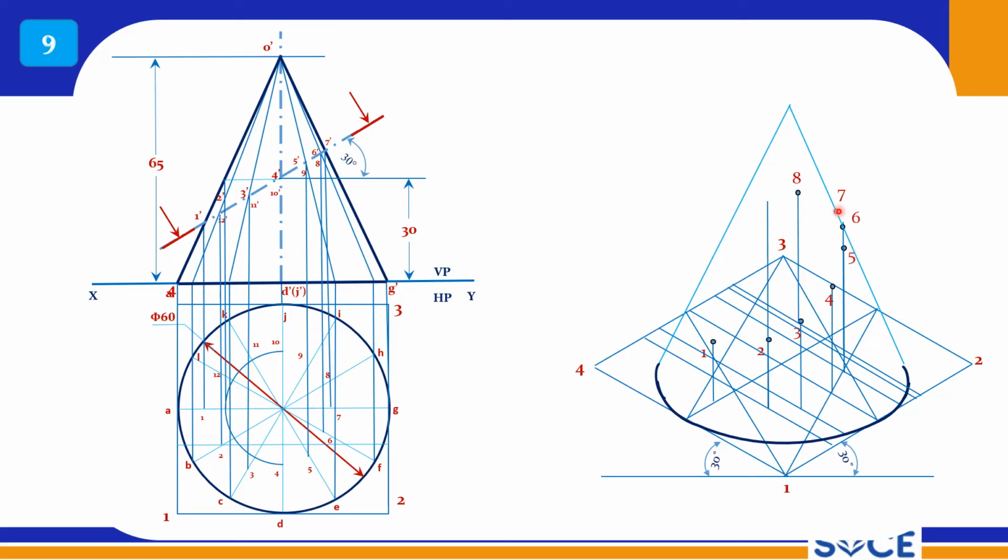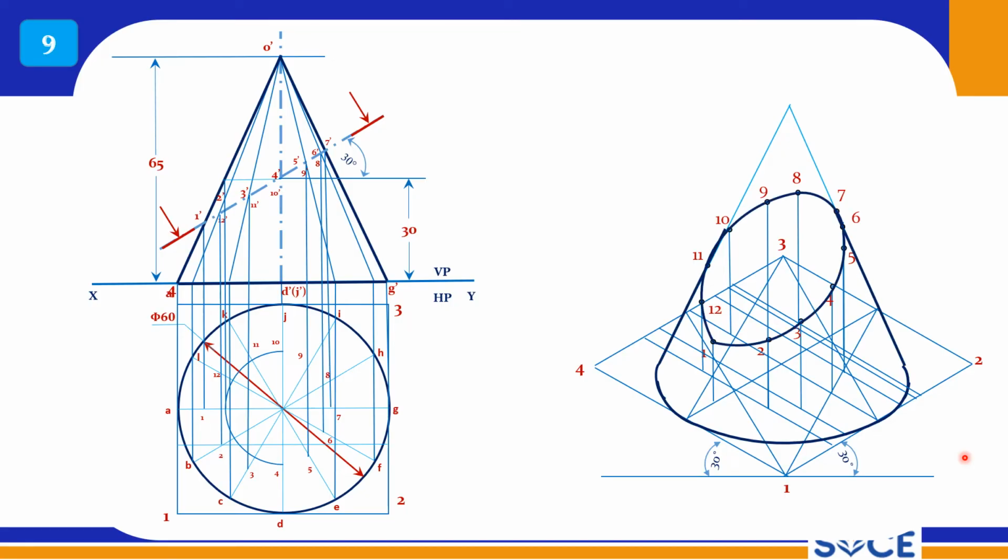So this is point number 7. Point 7 is on this extreme generator. You can complete the cone and you can mark 7. Otherwise you can adopt the same procedure and mark the 7. Anyway you can do, no problem. Then 8 and 9, 10, right? 11 is on the extreme generator.